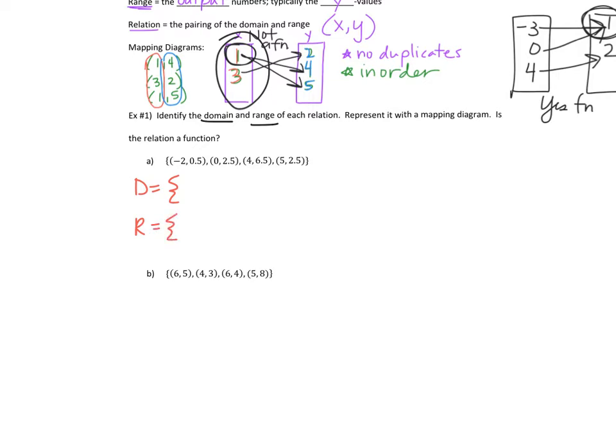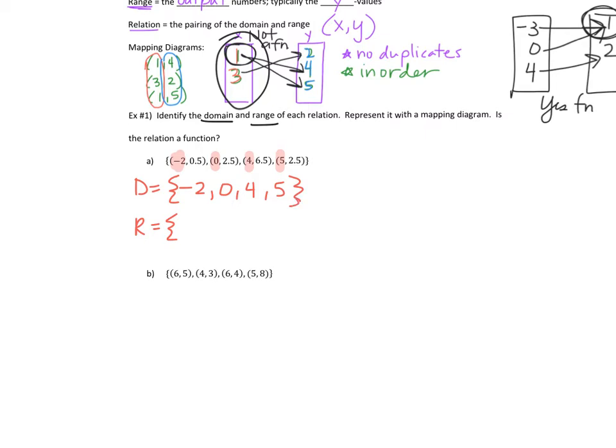Okay, so let's look at domain. We said domain was the x values. So if you look at this problem, you have a -2 for an x, you have 0, you have 4, and you have 5. There are no duplicates, so you're going to name every one of those, and they're already in order for you. So you don't have to rearrange anything, you just write them out. -2, 0, 4, and 5. Okay, and then you put the little brackets around it.